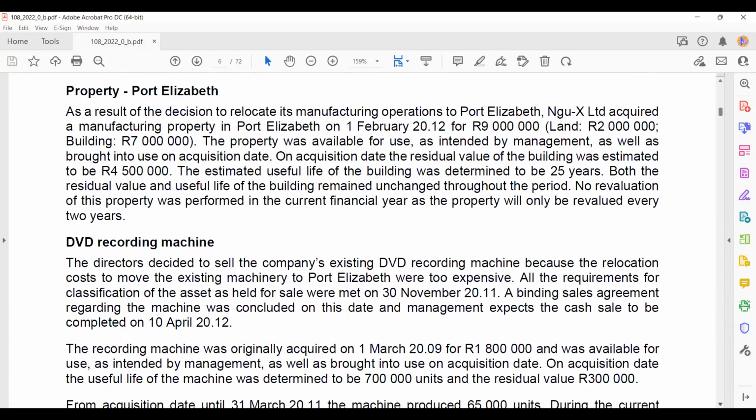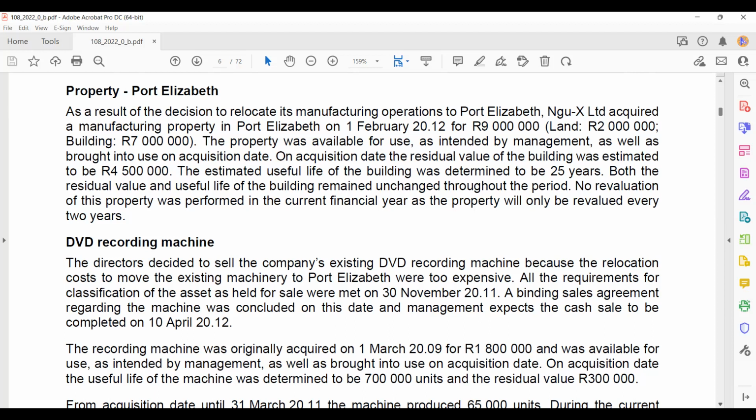Property Port Elizabeth. As a result of the decision to relocate its manufacturing property to Port Elizabeth, Ngu-X Ltd acquired a manufacturing property in Port Elizabeth on 1 February 2012 for 9 million Rand. Land is 2 million and building is 7 million. The property was available for use as intended by management, as well as brought into use on acquisition date. On acquisition date, the residual value of the building was estimated to be 4.5 million. The estimated useful life of the building was determined to be 25 years. Both the residual value and useful life of the building remain unchanged throughout the period.